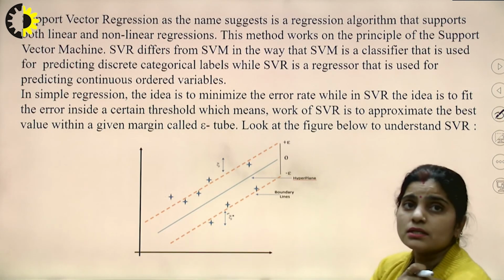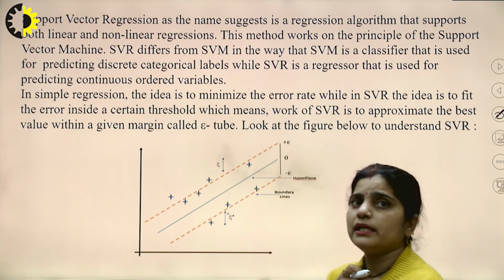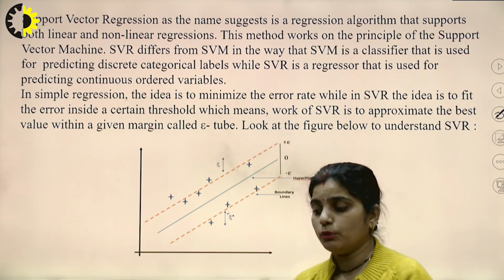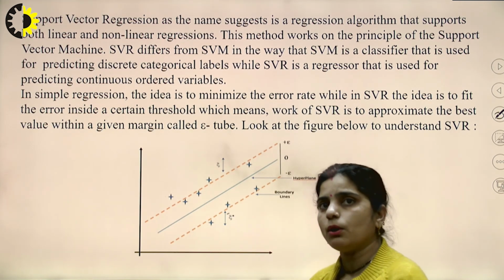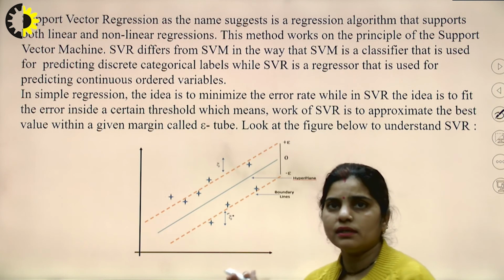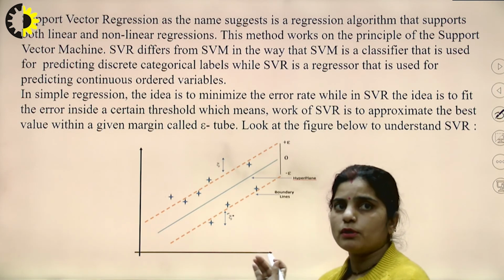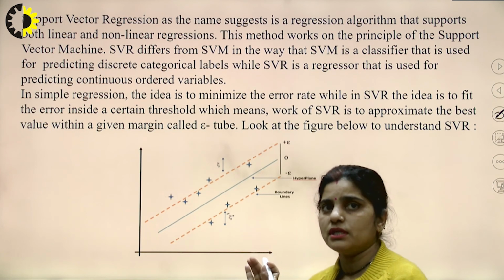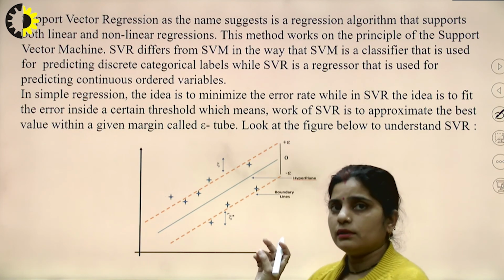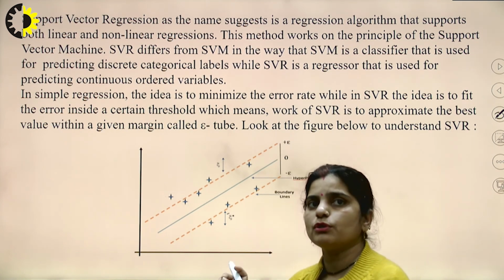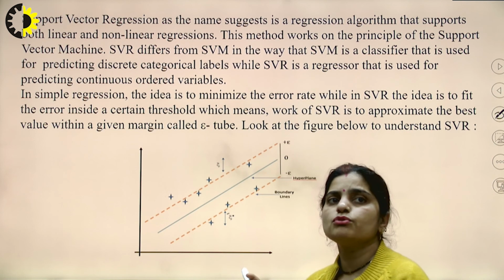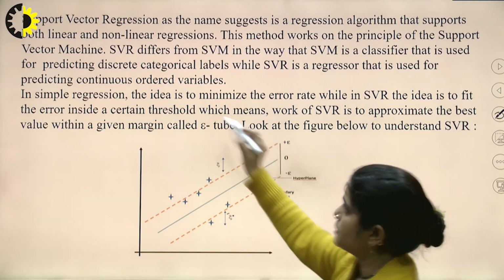Now, what is support vector regression? Basically, it is a regression algorithm. In regression analysis, we have to find the relationship between the dependent and independent variables. So, it is a kind of regression algorithm which supports both linear and non-linear regression, and this method works on the principle of support vector machine. Just like support vector machine, it works similarly, but the main difference is that SVM is a classifier which we use to predict categorical labels, while SVR is a regression method used for predicting continuous ordered variables.